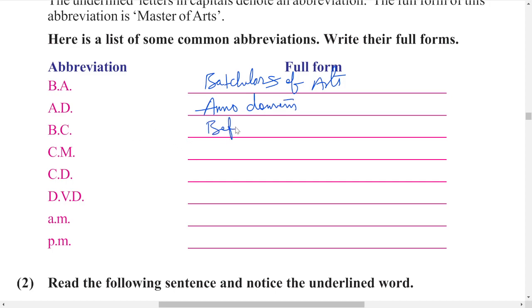Okay, next one, BC. BC is called before Christ. Next one, CM. CM is, we all know it. Okay, Chief Minister. Next one, CD. CD is compact disc. Like previously we used to use CDs, do you remember? Like you put them into the player and immediately you listen to songs, or you watch movies and all.